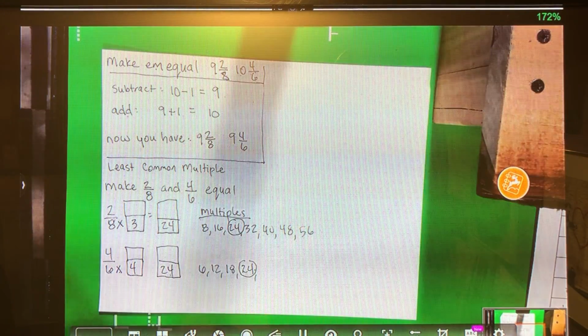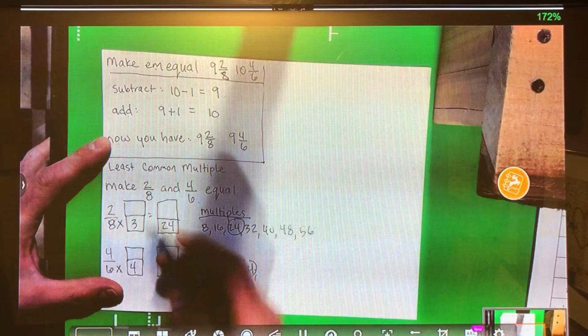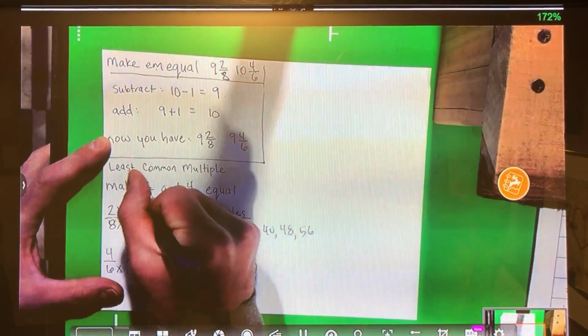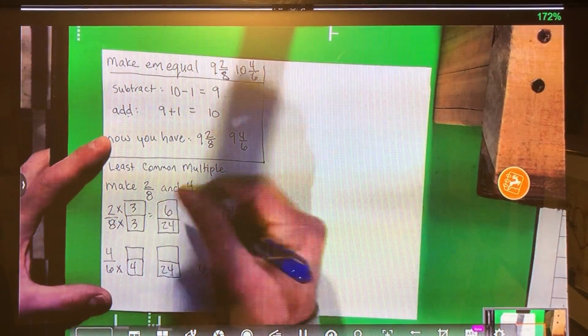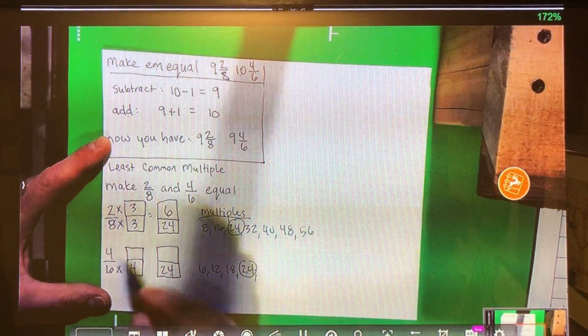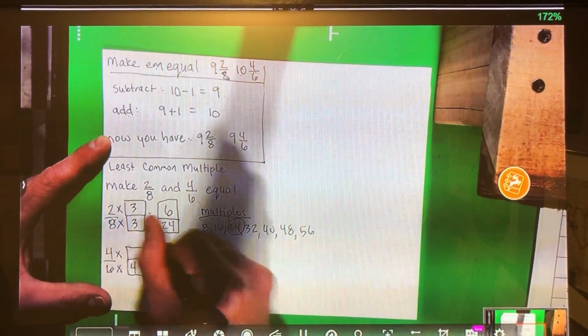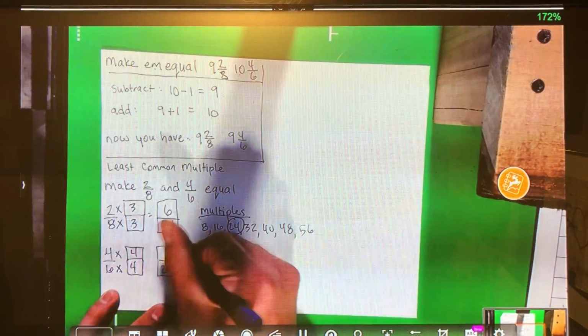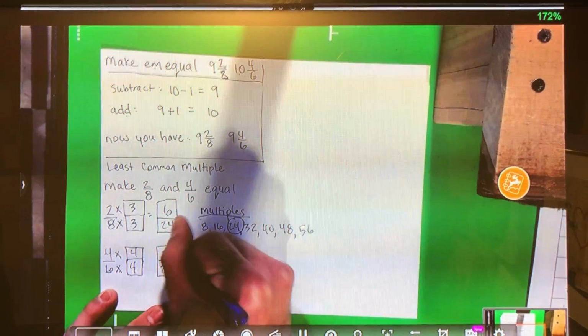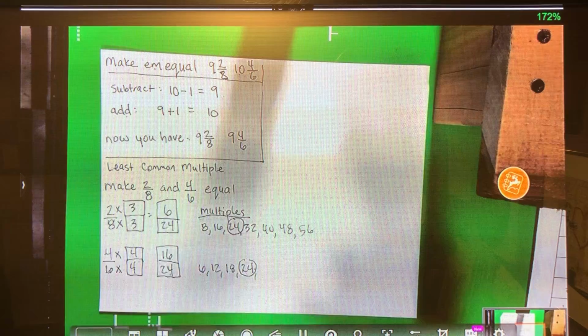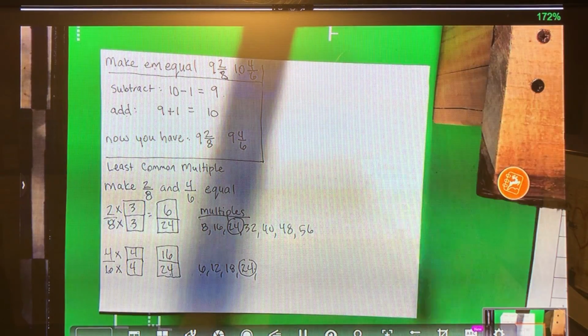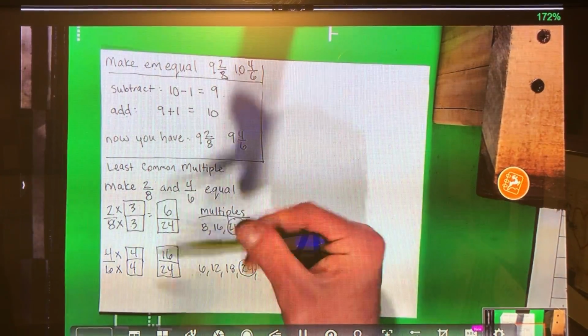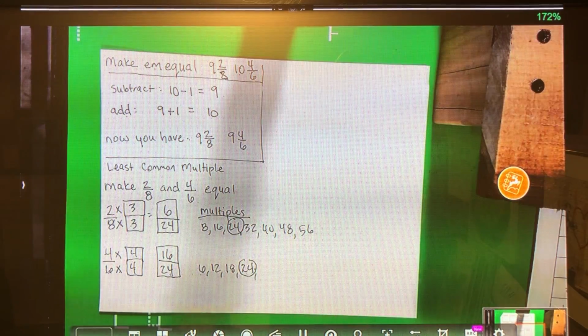And so if I'm multiplying 8 times 3, I'm going to do the same thing to 2, and I'll get 6. If I'm multiplying 6 times 4, I'm going to do the same thing to 4, and I'm going to multiply it times 4. So now I'm creating a new numerator. And now we have two new fractions. We have 6 24ths and 16 24ths.